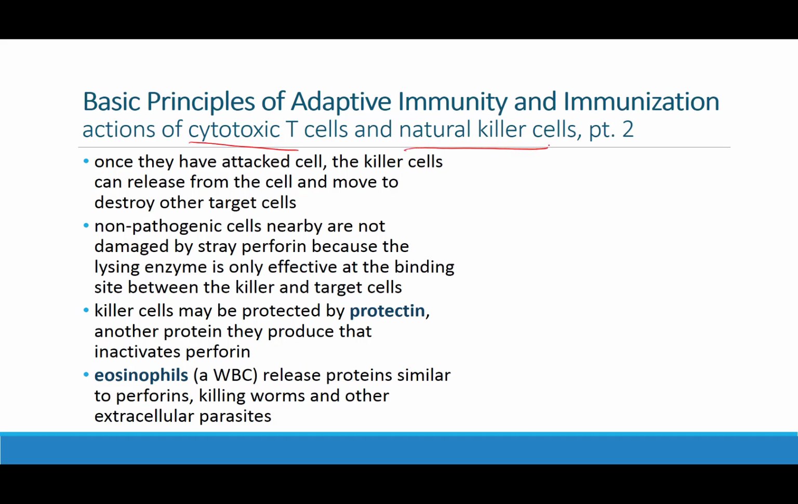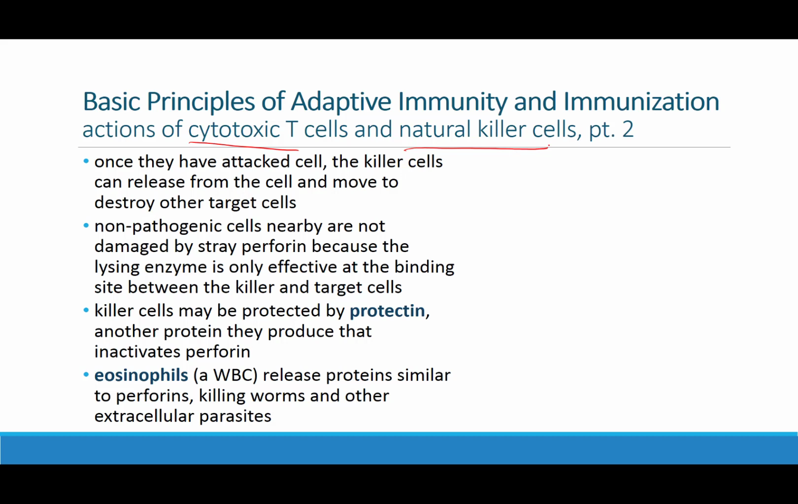Once they've attacked the cell, these killer cells, the cytotoxic T cells and NK cells, can release from the cell and then move on to destroy other target cells. So it's not just one cell they go after; they can be used repeatedly. They don't damage nearby non-pathogenic cells because stray perforins don't work: their lysing enzyme only works if the natural killer cell or the cytotoxic T cell is bound to the target cell.